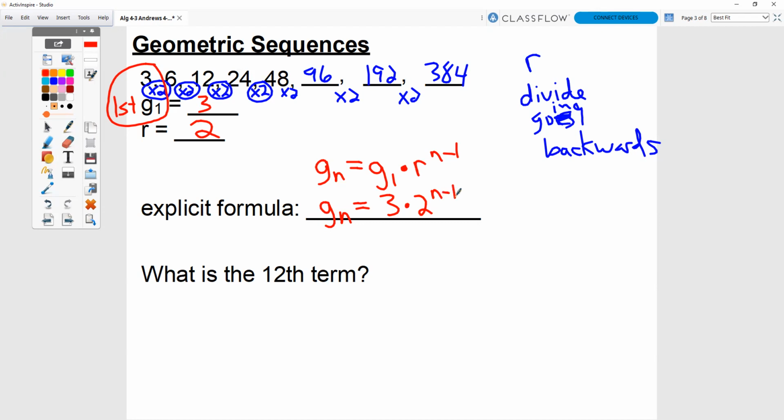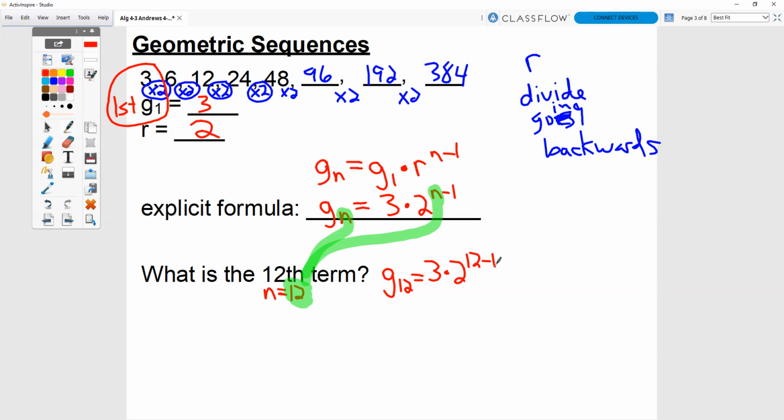So in this one, they want you to find the 12th term. That means n equals 12. You're going to take that n, just like we did yesterday, take that 12, sub it into here for n, and sub it into here for n. So G sub n, which is G sub 12, the term that we want, the 12th term, equals 3 times 2 to the 12 minus 1 power.